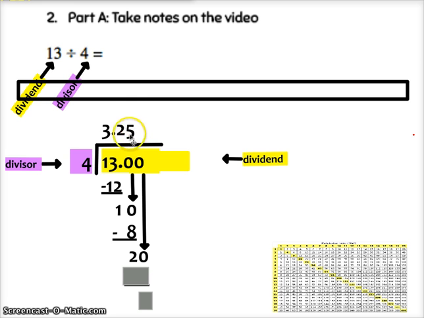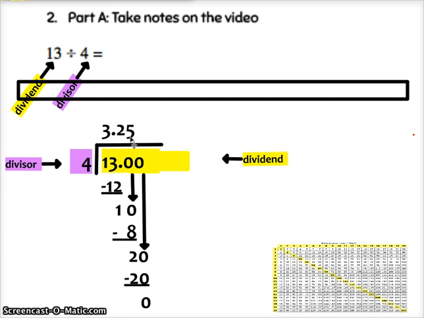So here I have 5 times 4, and that is 20. So I put that underneath the 20. 20 minus 20 is 0. So I have no remainder left. So my final answer for 13 divided by 4 is 3 and 25 hundredths.